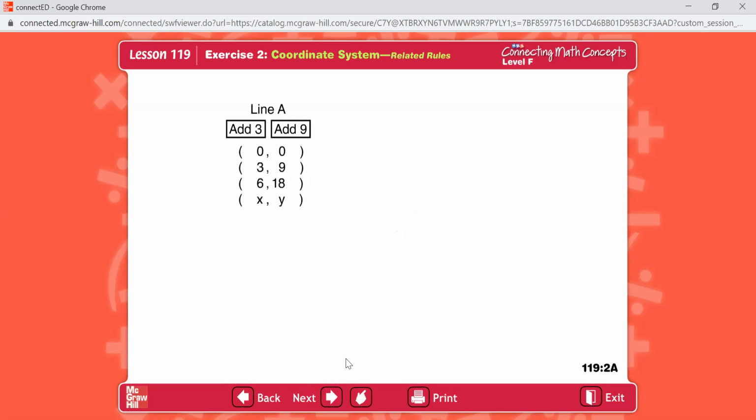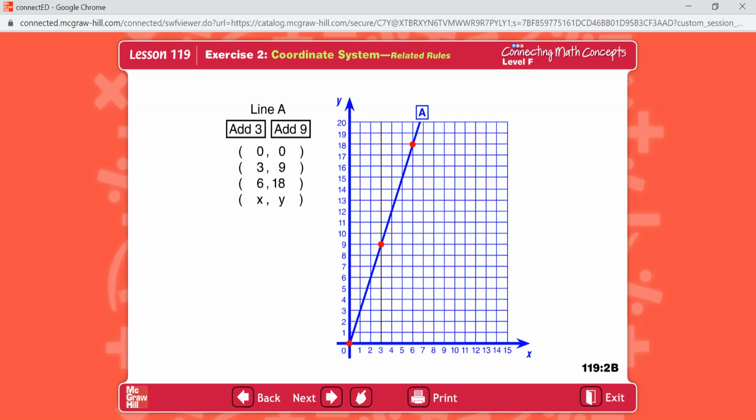Here's what you should have. Plot the points for line A. Draw the line and write the letter A above it. Like so. Make sure your line goes all the way to the top of the coordinate system, right here.